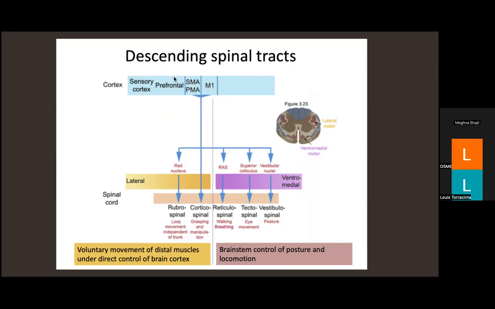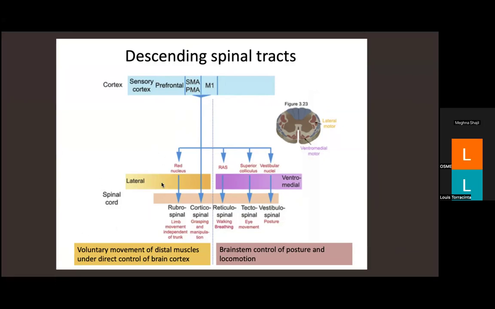So of course it comes from lots of sensory cortex, prefrontal cortex. These are all the cortical areas involved with movement. Okay, and then it goes down to either the corticospinal tract, the rubrospinal tract, reticulospinal tract, tectospinal tract, vestibulospinal tract, and these are all distributed throughout the spinal cord. We'll see a diagram in a second.